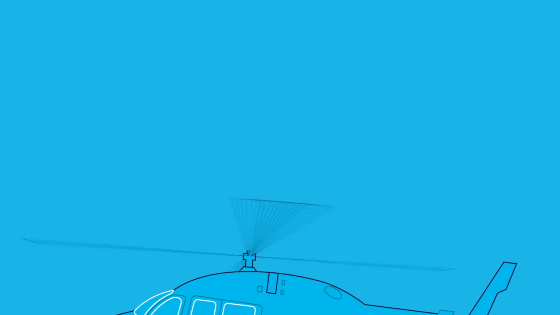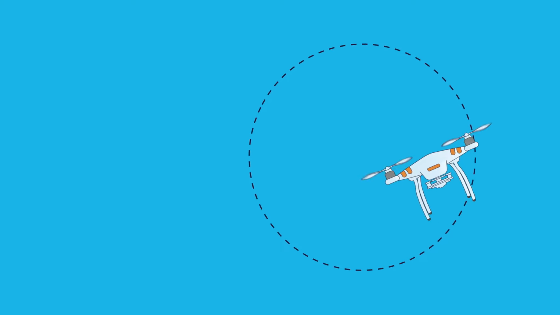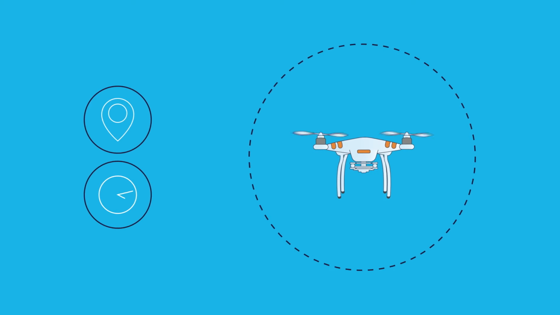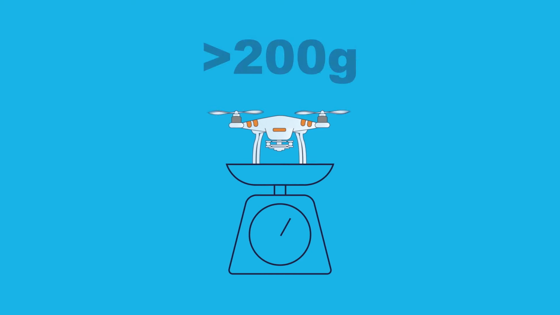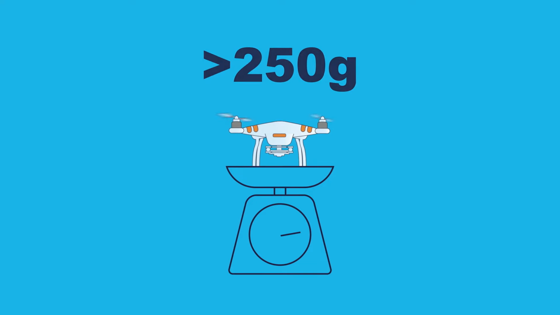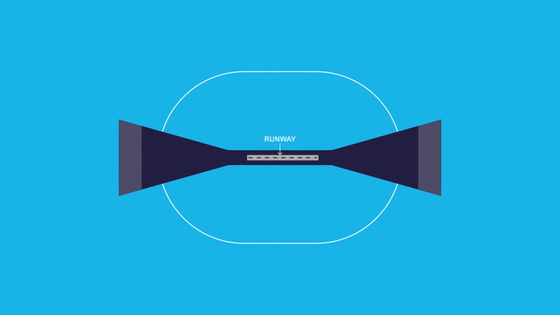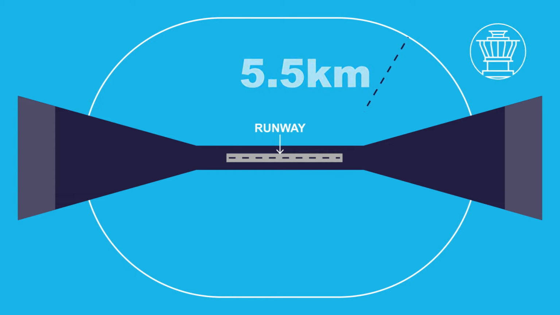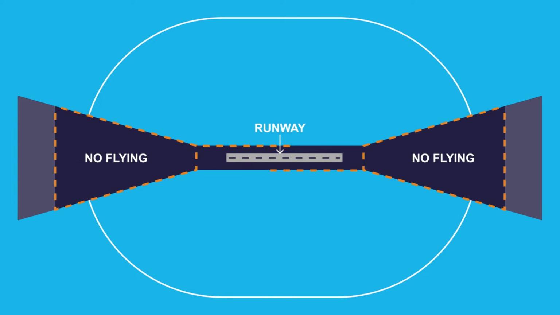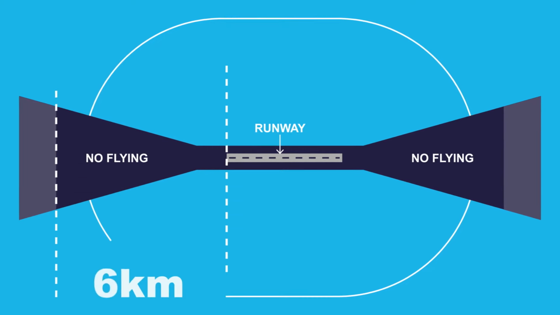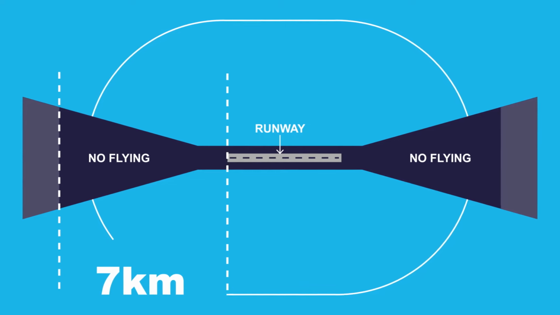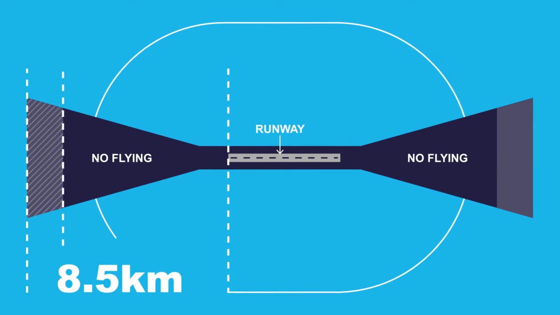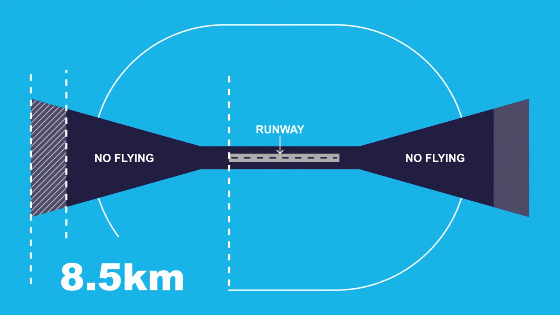Near airports and helicopter landing sites, there is increased air traffic and strict rules about where and when you can fly your RPA. If your RPA weighs more than 250 grams, you must fly at least 5.5 kilometers away from a controlled airport, which generally have a control tower at them. You must not fly in the approach or departure paths of a runway, which extends up to 7 kilometers from the airport. Between 7 kilometers and 8.5 kilometers of the approach and departure path, you can fly up to a height of 90 meters.